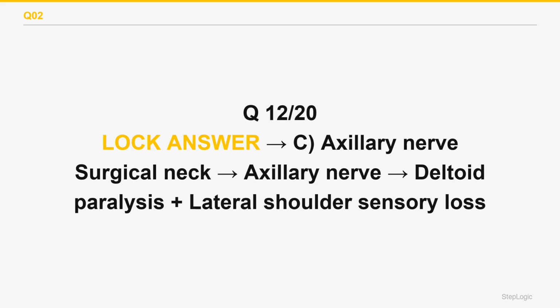Choice A, radial nerve, is injured at the midshaft. Spiral groove fracture, causing wrist drop, not shoulder abduction loss. Choice D, suprascapular nerve, innervates supraspinatus and infraspinatus. Abduction and external rotation, but no deltoid and no cutaneous territory. Choice E, long thoracic nerve, causes winged scapula.